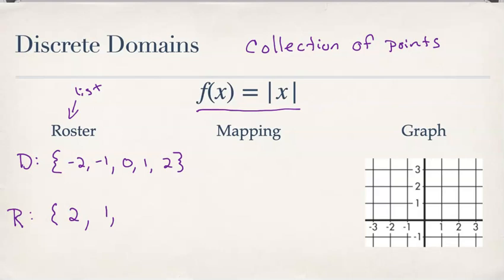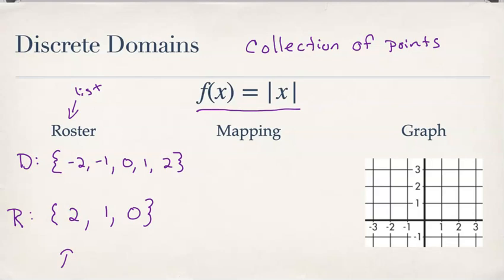0, the absolute value of 0 is 0. The absolute value of 1 is 1, and I've already listed 1, so I do not need to list it again. 1 is already an element of my range. 2 as an input, the absolute value of 2 is 2, and 2 is already listed as an element of my range. So over this given domain, this arbitrary set of points that I chose, the range is going to be 2, 1, 0. Okay, this is called roster form, where you list a set of numbers, and we determine a set of numbers by these curly braces.